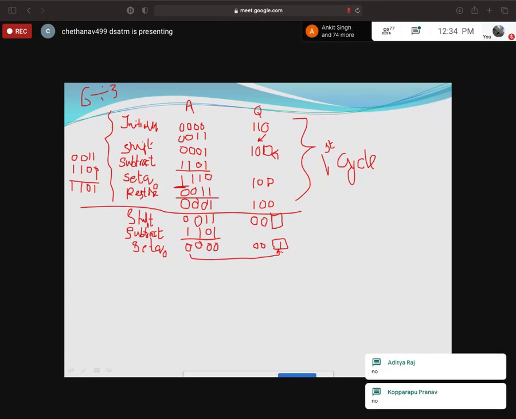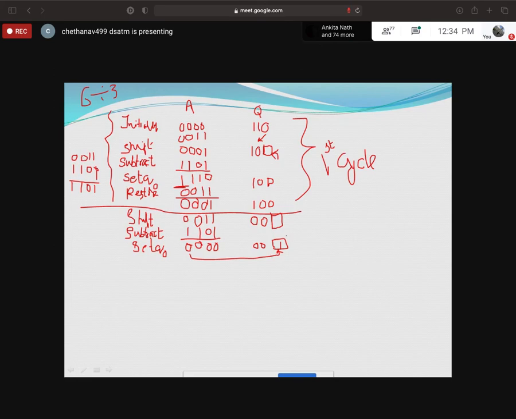Yeah, it's not required. Since this bit is 0, there is no need to restore it. Just write the Q naught. That's all. So this completes my second cycle.